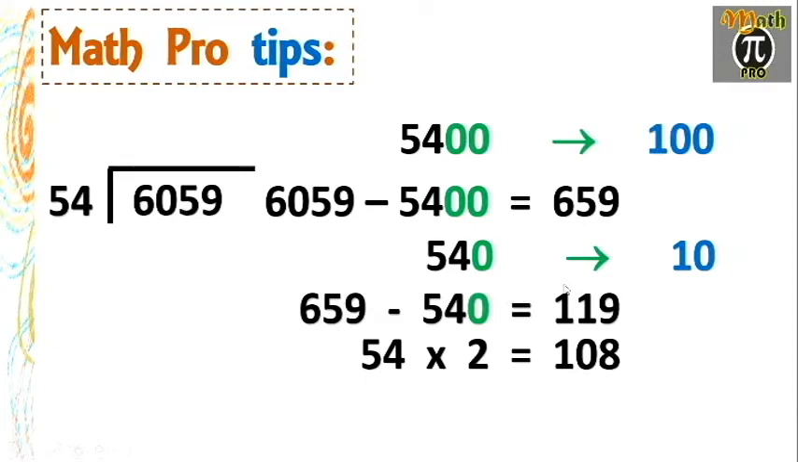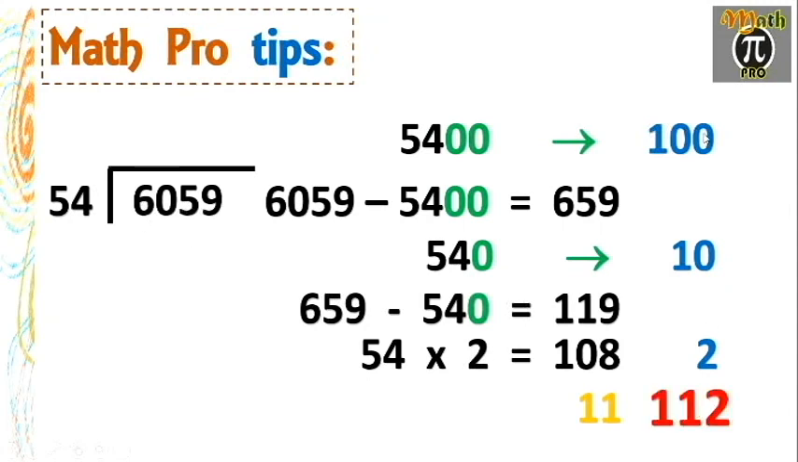We know that when 54 is multiplied by 2, we get 108. So that means that's another 2 sets of 54. Right? Then we subtract again 108 from 119, then we will get 11. And from this 11, we will not get any more sets of 54 because it's already less than our divisor. So that means the quotient when you divide 6,059 by 54 is 112.